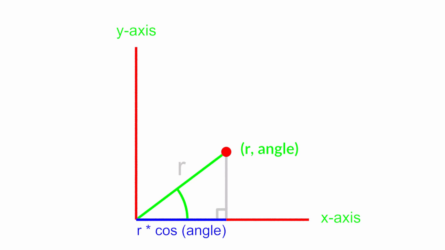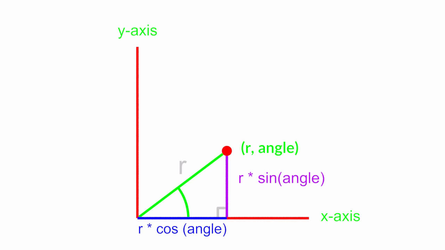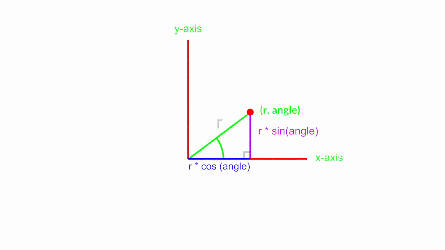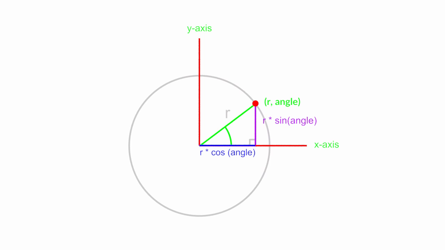We can do something similar with y if we use sine, because that would just be opposite over hypotenuse. So using the same technique, we now have the y coordinate for our point. So we have r times sine angle. Once we have those coordinates, we can define the properties of our points.